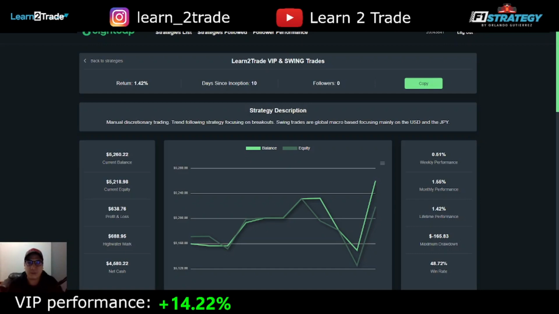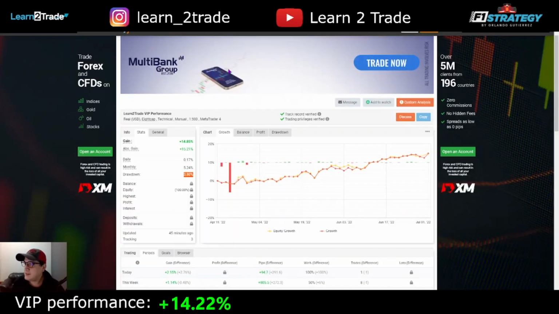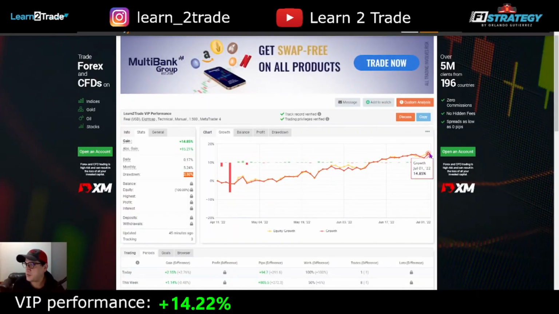It's quite simple. This is the account that tracks all the VIP trades. Of course, because we opened this account 10 days ago, you can see the entire equity curve. We are up 15% with minimal drawdown. This is what we offer you, right?